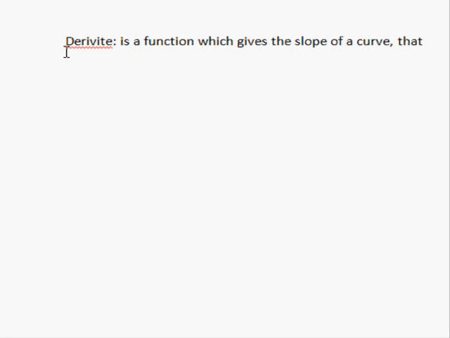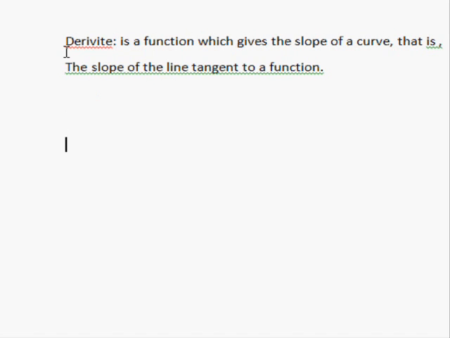To understand how to apply the chain rule, we first need to understand what a derivative is. A derivative is a function which gives the slope of a curve, that is, the slope of the line tangent to a function.